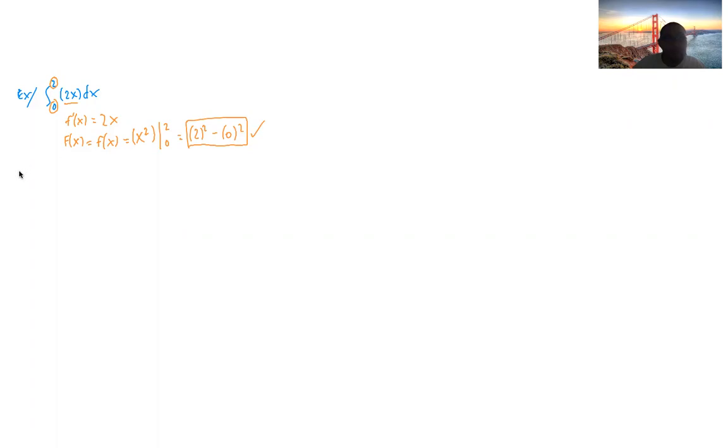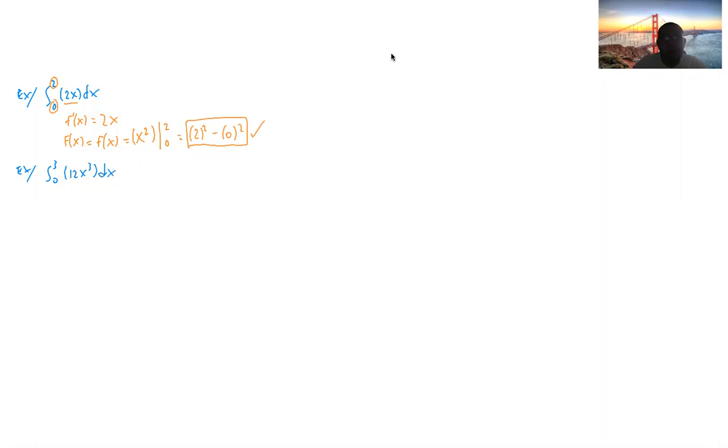So let's do another. Let's do the definite integral from 0 to 3, okay, of the function 12x cubed with respect to x, okay?